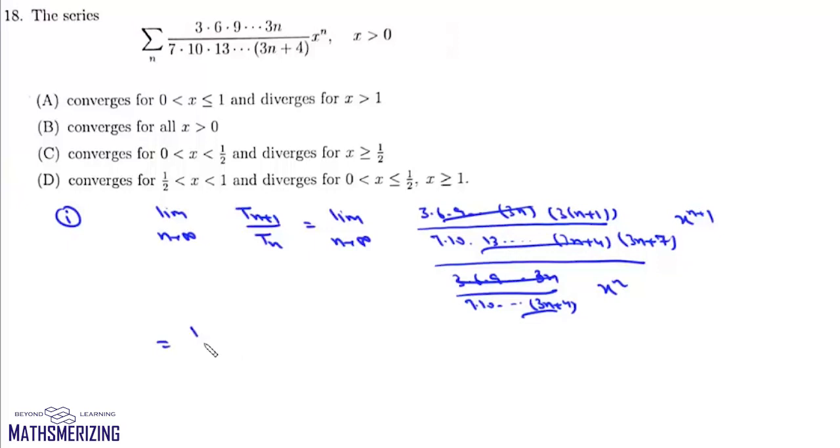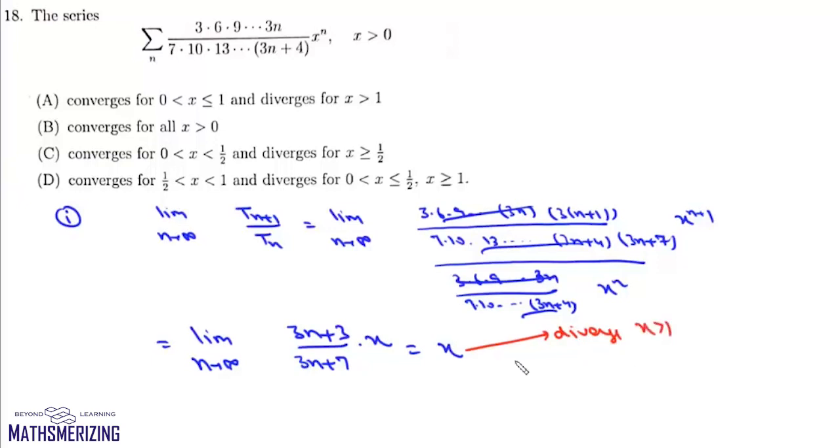We'll get this as the limit as n tends to infinity of (3n plus 3) upon (3n plus 7) into x. Now we take this limit as n tends to infinity, we'll get x. Now this series will diverge if x is greater than 1, and it will converge if x is less than 1. And at x equals 1, this test fails.